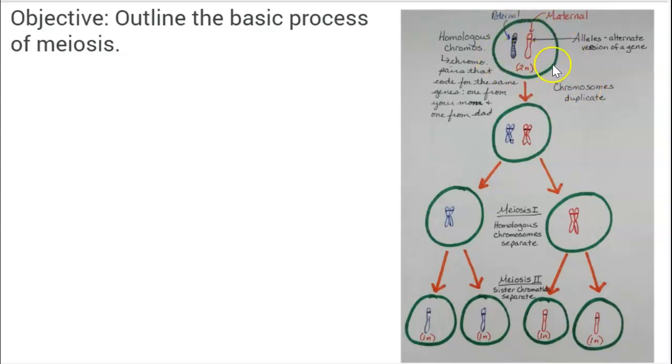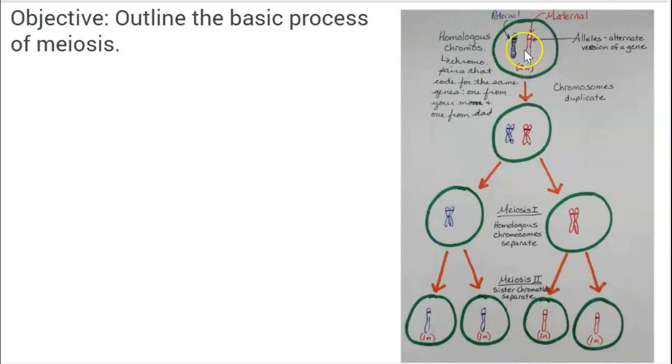So just in general, this is a very simplified cell, and it just has one chromosome pair. And in this one, you always receive one copy of your chromosome pairs from your father and one copy from your mother.